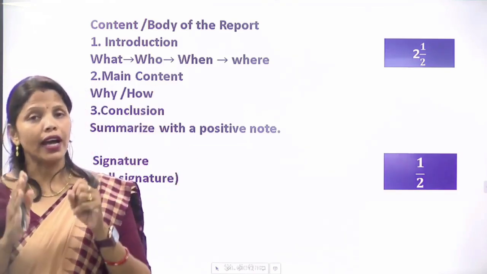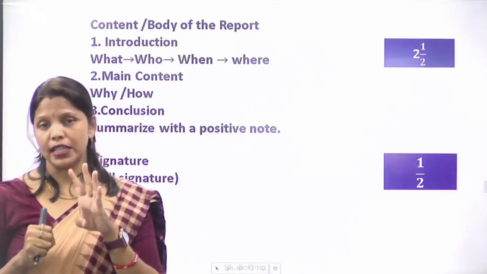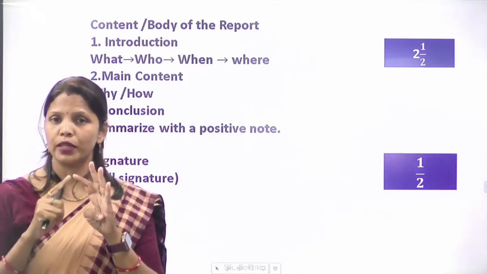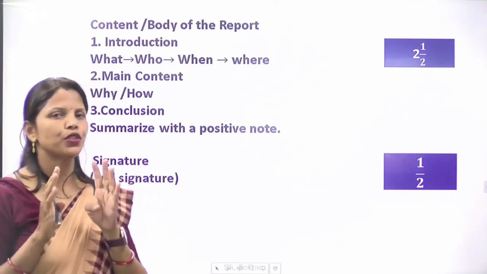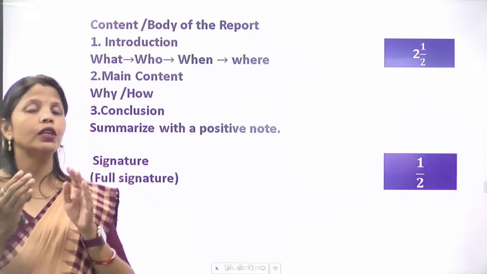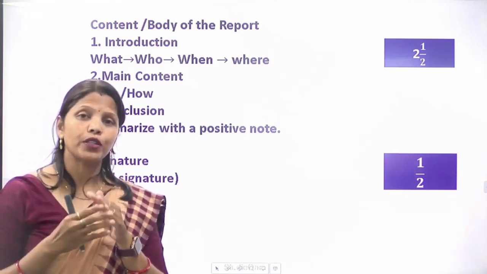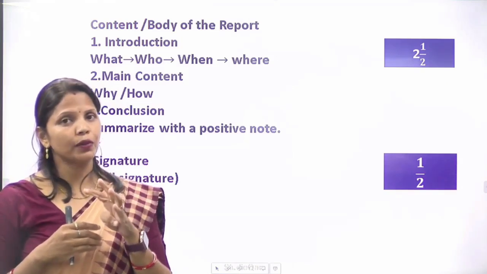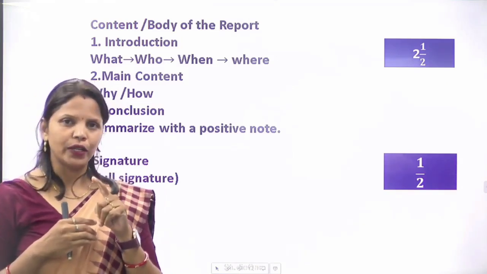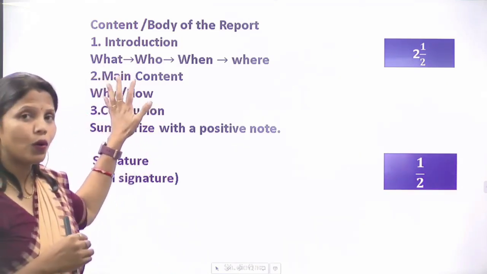So you have to write 4 questions answer. What, who, when and where. Okay, you will imagine these 4 questions yourself: when it happened, who was involved, what happened, where it happened. Where will you write the answers to these 4 questions? In introduction part. Okay, now your introduction is over.